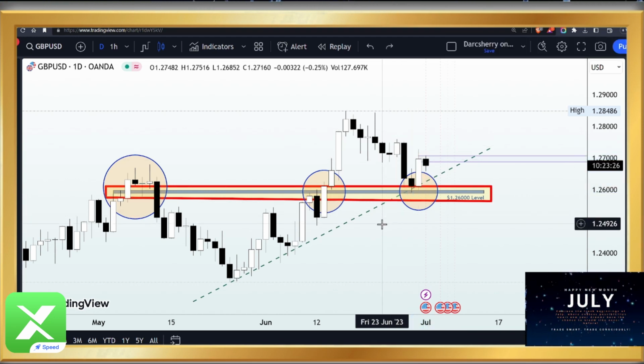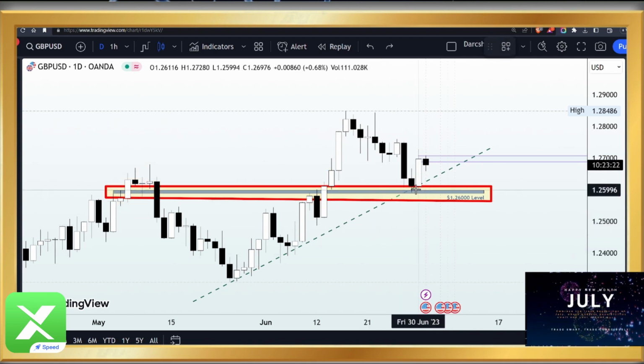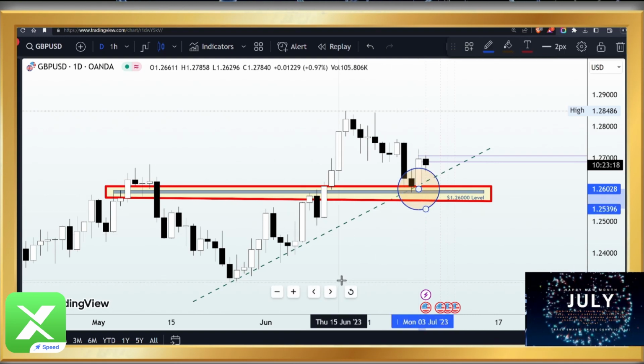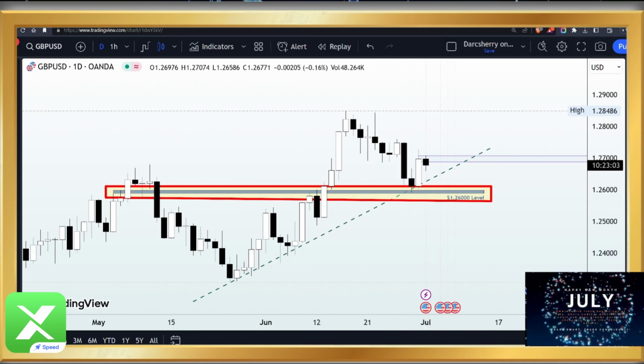Now, one more thing that makes this whole structure very interesting is the fact that the level here also shares a confluence with an ascending trend line. And for the fact that price action found bullish momentum above and within the structure on Friday, for me, is a sign that we might likely be seeing a bullish momentum from this point. That is a trend continuation to the upside.